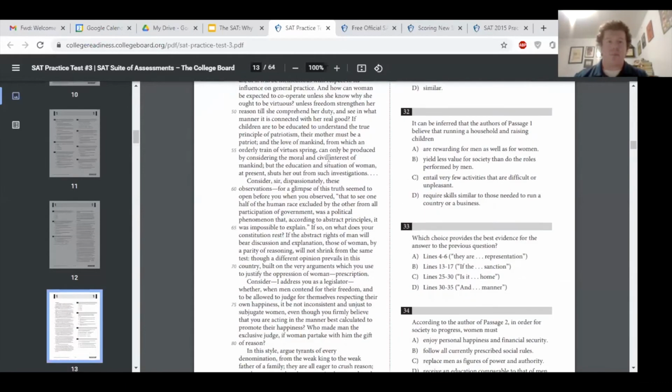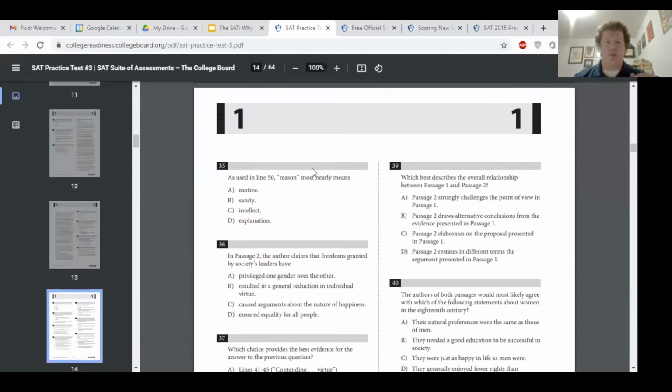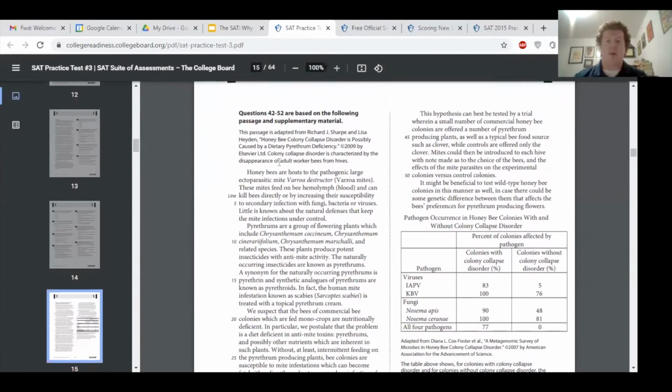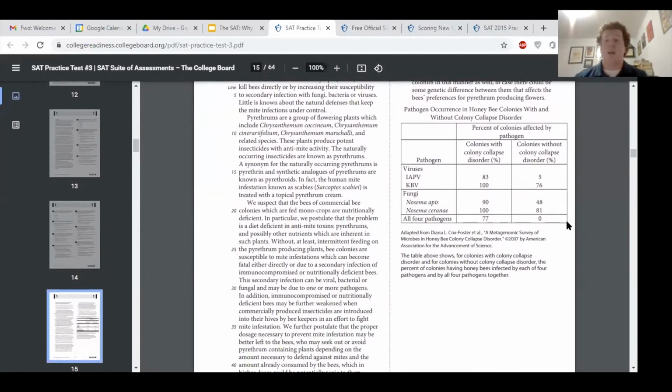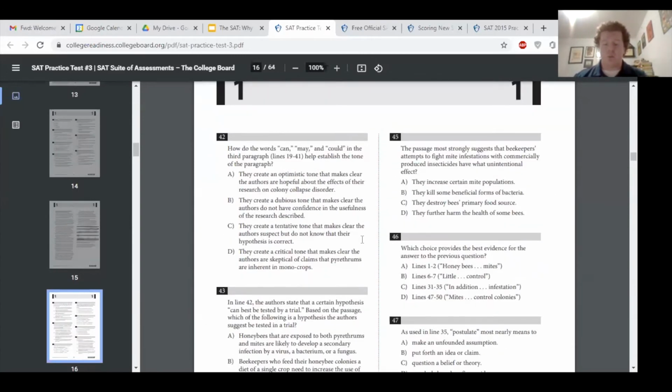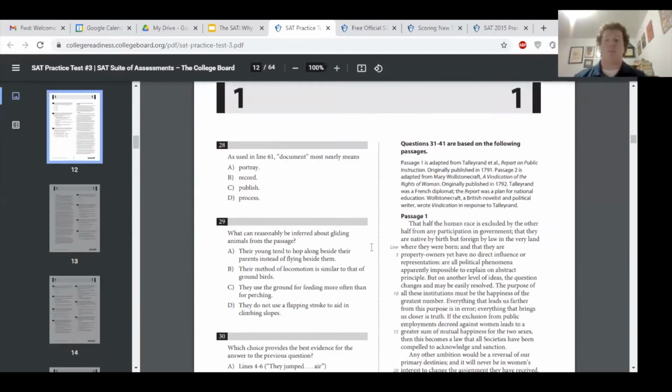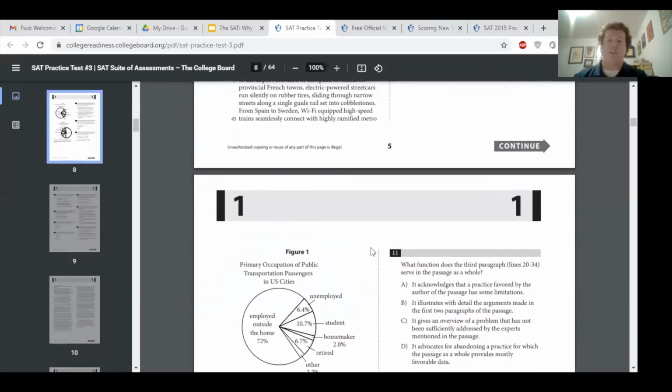And that brings us to passage 2 with Wollstonecraft. And then our final passage, which is another hard science passage about colony collapse disorder. And we can see they've included another data analysis portion. Okay, let's start working through a few of these reading passages to see what our strategy should be.